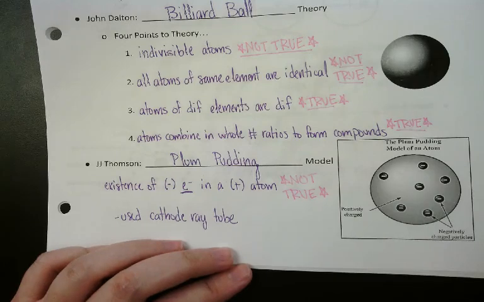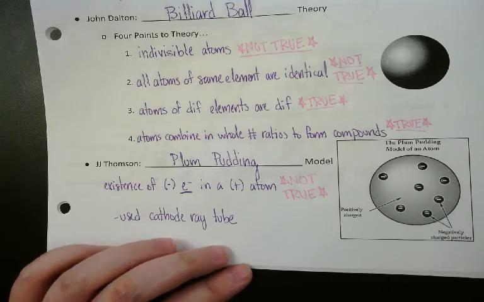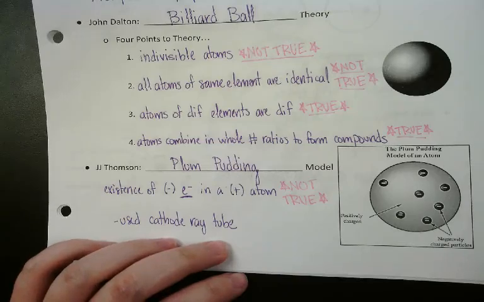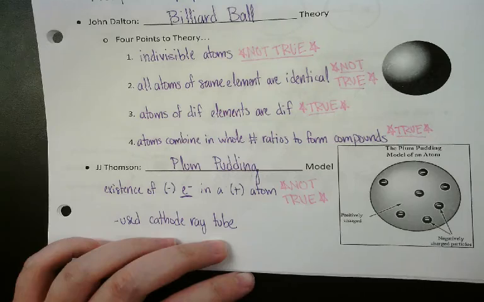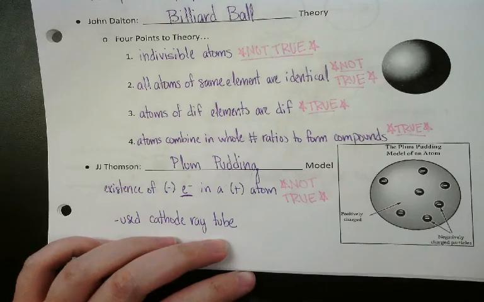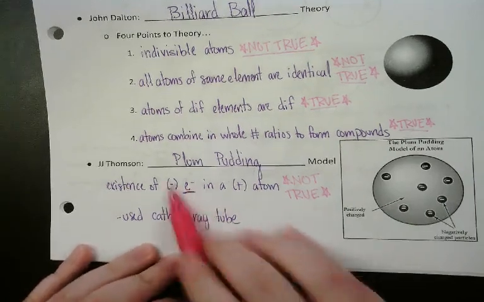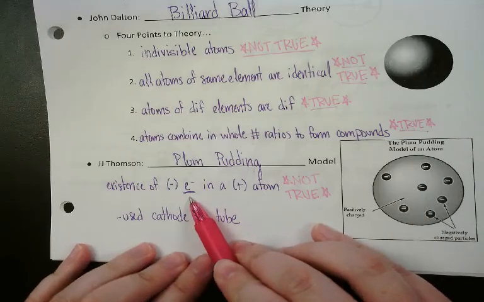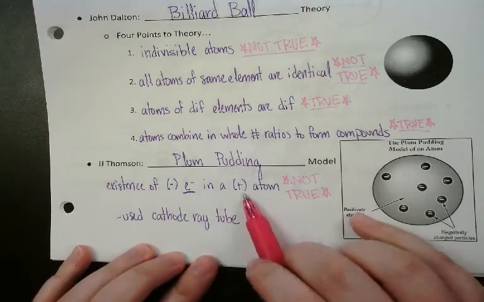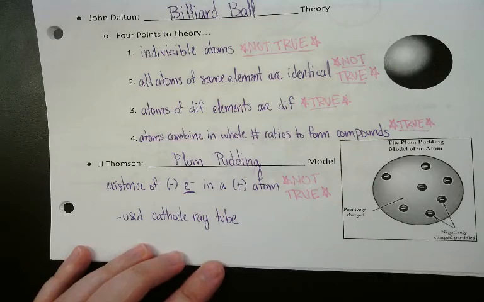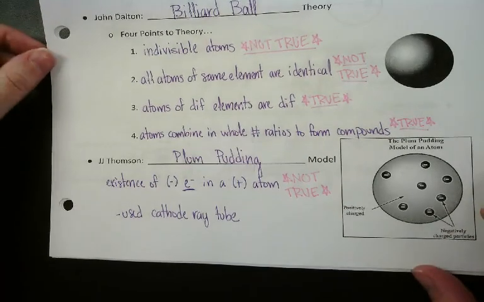If we have a charged atom, it is no longer an atom. It's called something different. It's called an ion. Atoms themselves are neutral. So, yes, there are negative electrons. That is so true. But the atom itself is not positive. It's neutral.